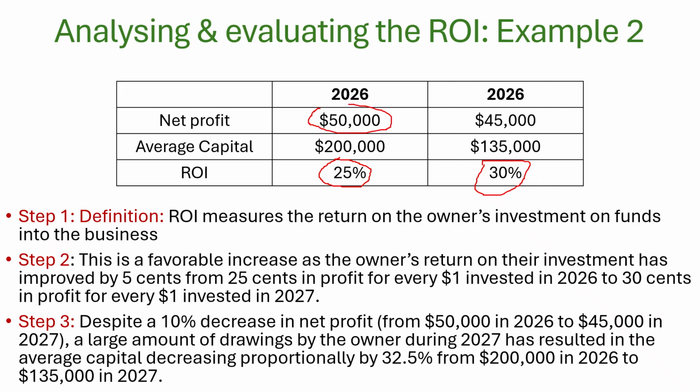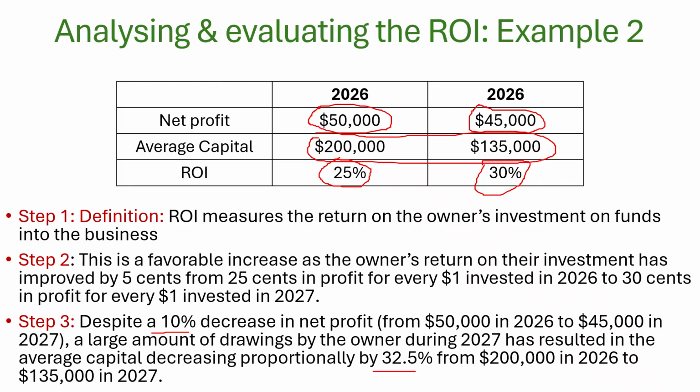We've gone from 50k in year 1 to 45k in year 2. So that's a 10% decrease. We've dropped off 5k. So 5k divided by 50k means that we have a 10% drop. But then when we look at our average capital, it's gone from 200k to 135. So if we look at that difference, 65k, and we divide that by 200k, that's a 32.5% decline. So proportionally, that 32.5% drop in our average capital is more significant than the 10% decrease in your net profit.